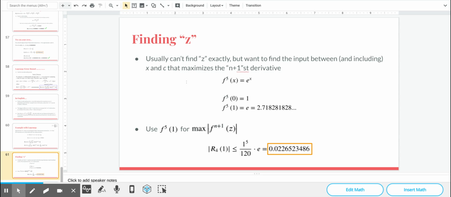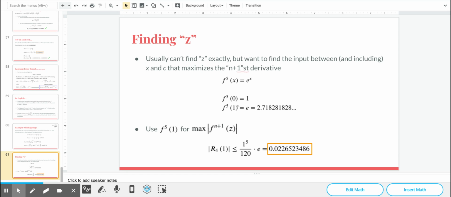So the first thing you need to do is find the actual fifth derivative of the function. Ours is easy, nicely enough. So the fifth derivative of e to the x is e to the x itself. Then I want to start to just kind of analyze the derivative. I know e to the x increases on its entire domain.